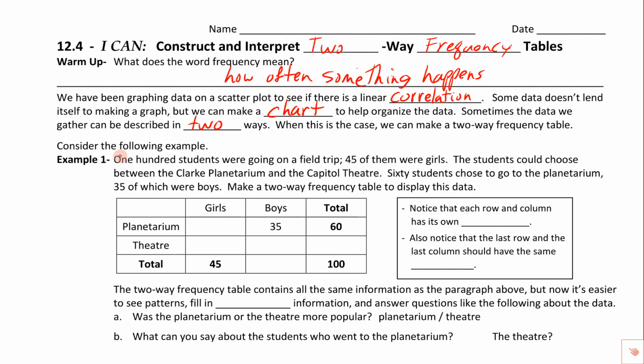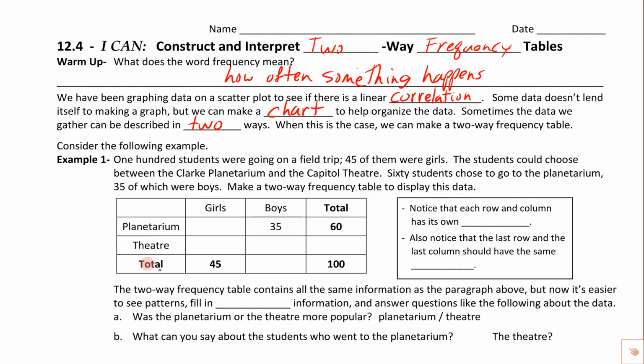So take a look at the following example. 100 students were going on a field trip. 45 of them were girls. The students could choose between the Clark Planetarium and the Capitol Theater. 60 students chose to go to the planetarium, 35 of which are boys. Make a two-way frequency table to display the data.